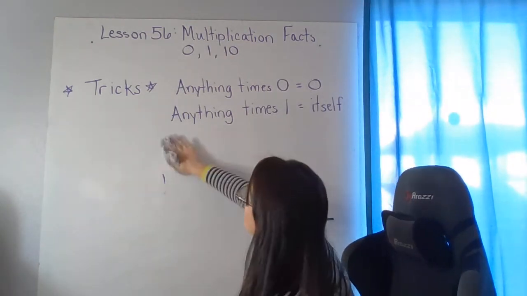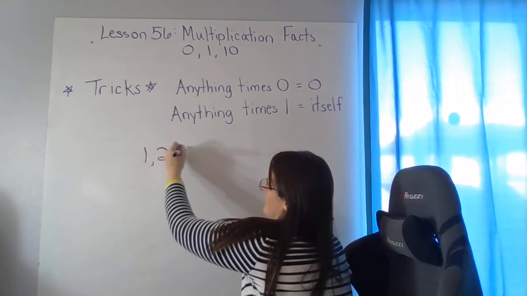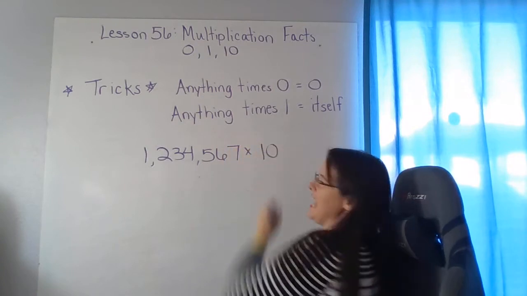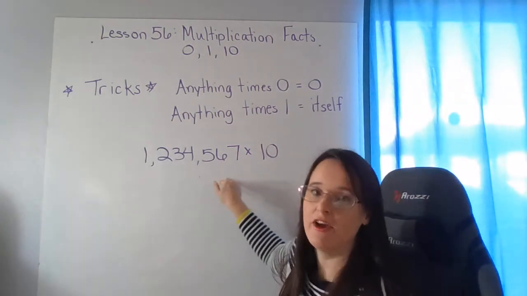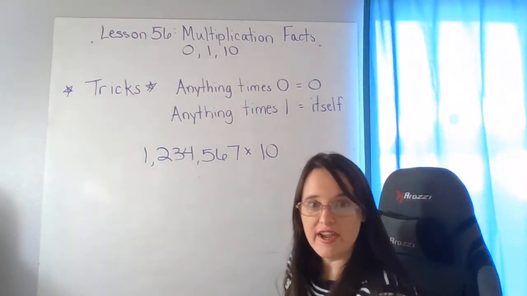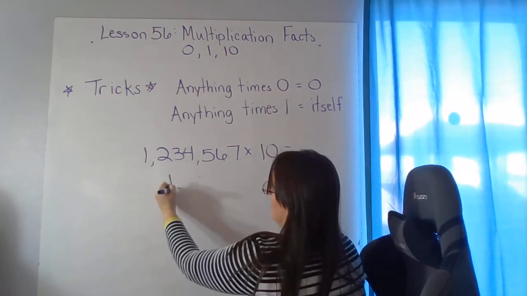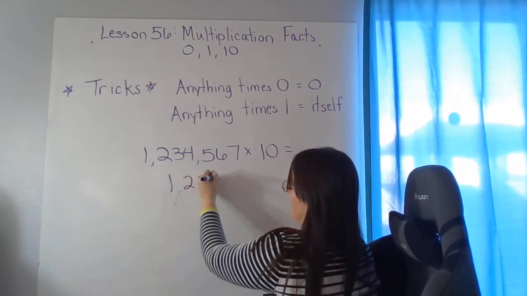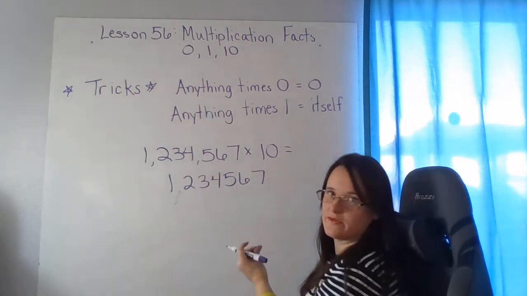Let's go back to my 1 million number. 1,234,567 times 10. Again, we don't have to count by over a million 10 times. That would be crazy. We know the trick. We can say, okay, times 1. Actually, I'm not going to put the commas in quite yet, because I know this 0 is going to change where those commas go.